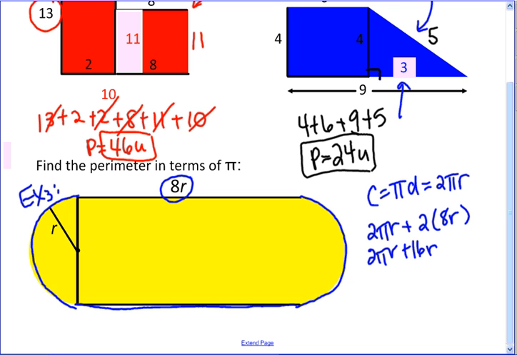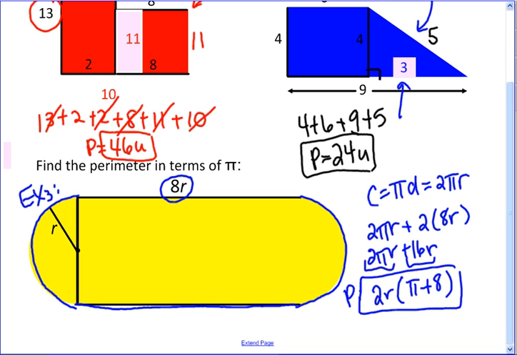Well, we can simplify this a little bit more. What do these two terms have in common? They both have a 2 and an r. And so I'm left with pi plus 8. And there's the perimeter of that figure.